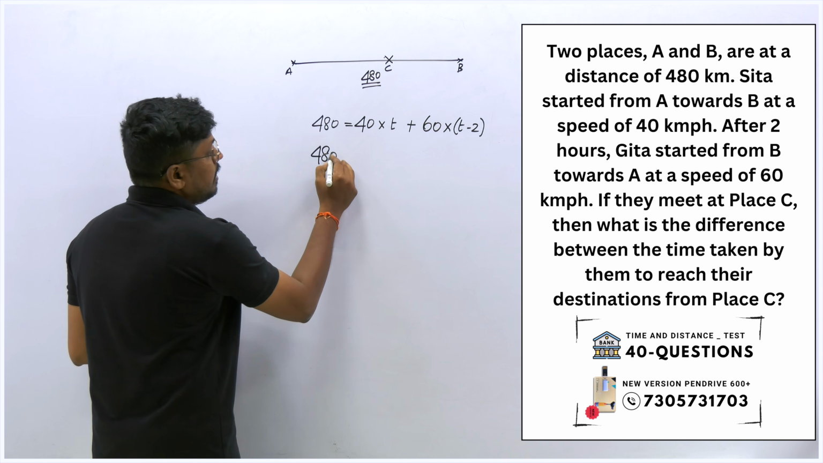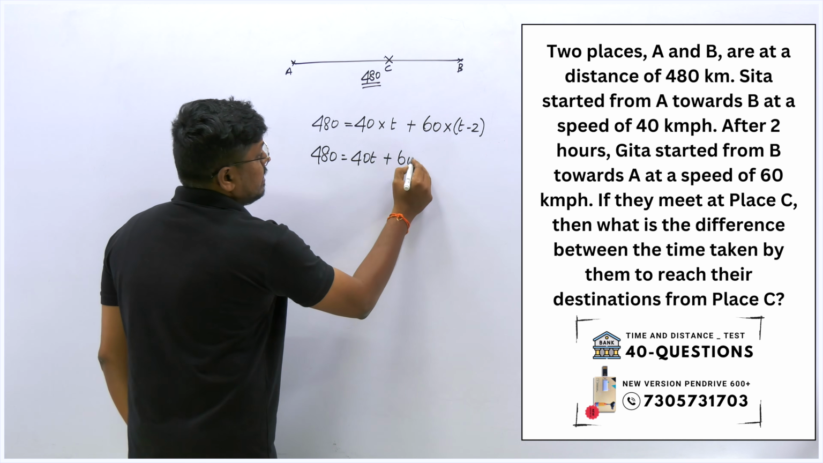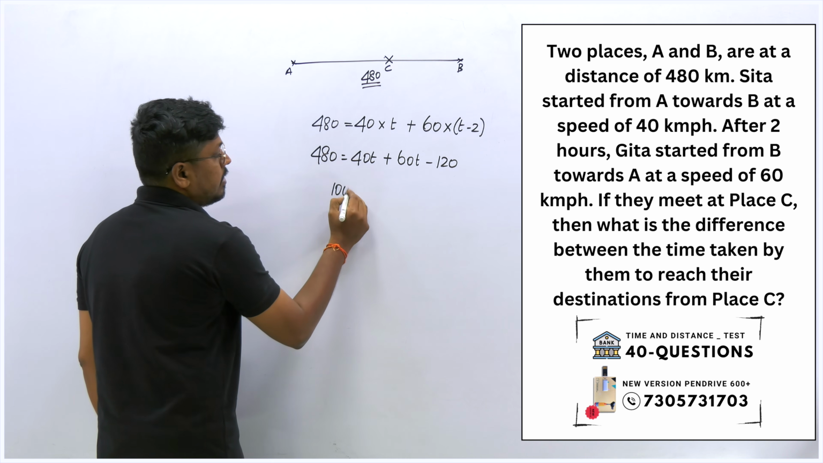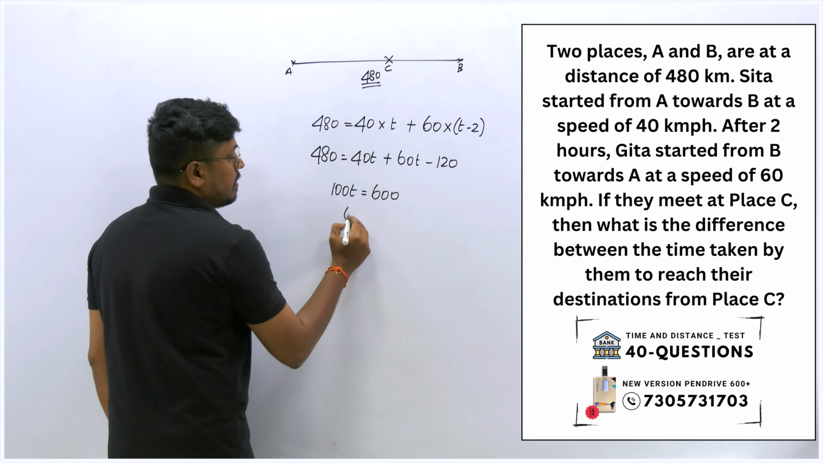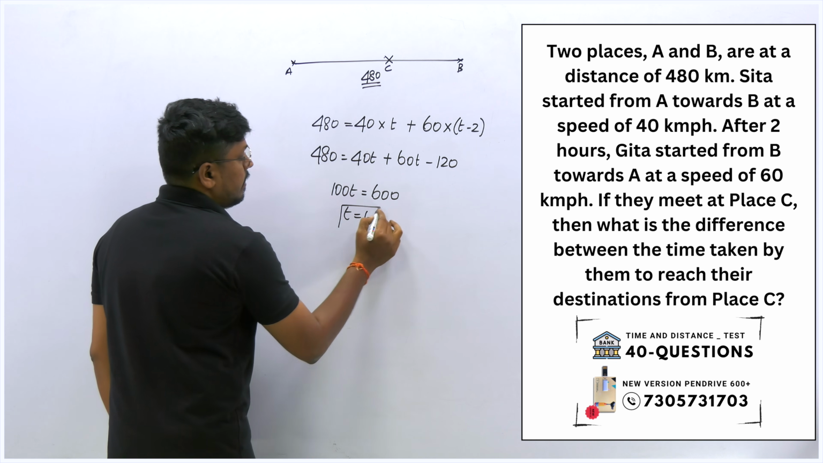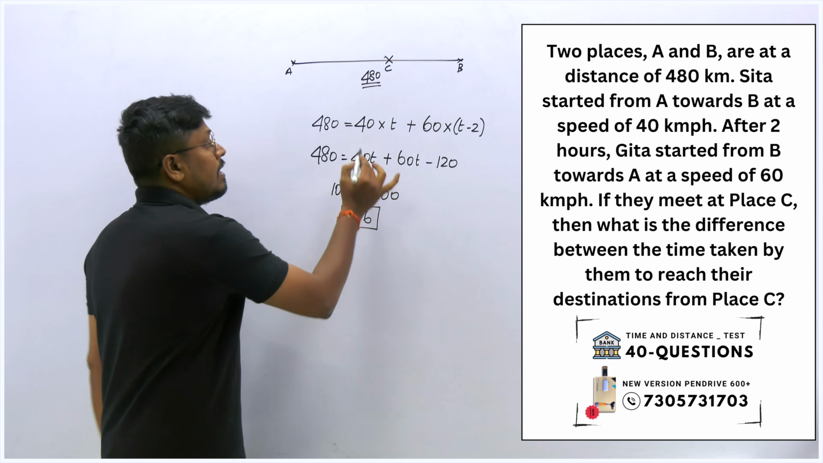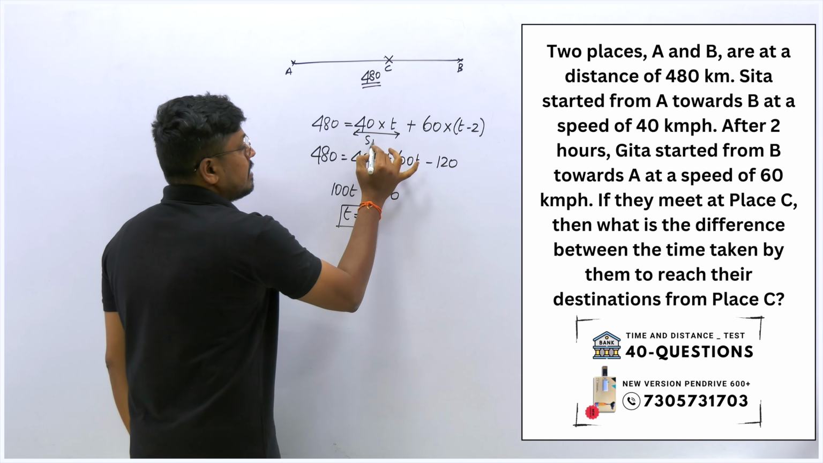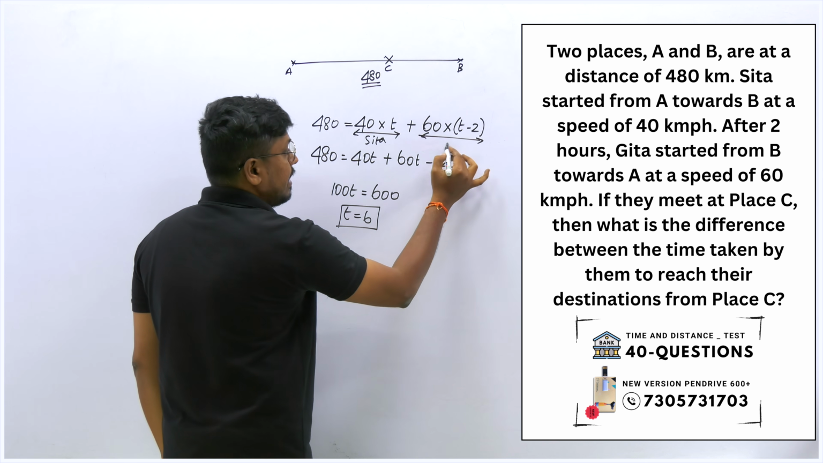So 480 is equal to 40t plus 60t minus 120. So this will be 100t is equal to 600. So t is equal to 6. That means we found the time taken, 6 hours. This will be the first person, which is Sita, and this will be the second person, Geeta.